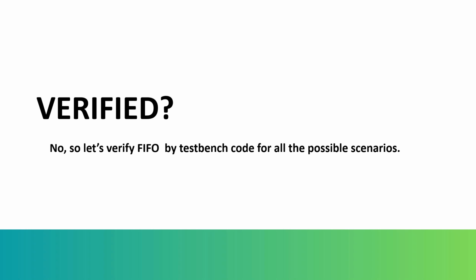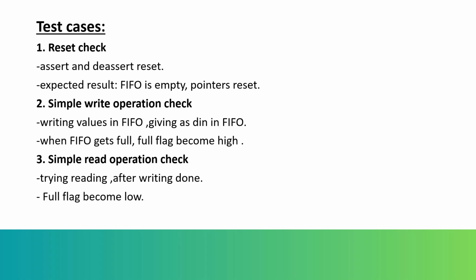As we are already done with the RTL code of our synchronous FIFO, whose width is 8 and depth is 16, now we verify our design by writing our testbench code for all the possible scenarios we can think about. Starting from the reset check, we will do all the other operation checks. Starting from reset check, then we will do write operation check, then read operation check. Then we will try to write something in our FIFO when FIFO is already full. Then we also try to read something from our FIFO when FIFO is empty. Then at last we will check for the wraparound condition.